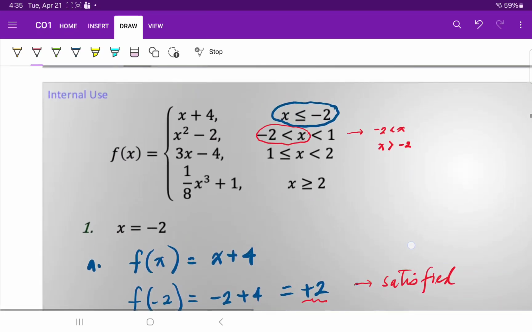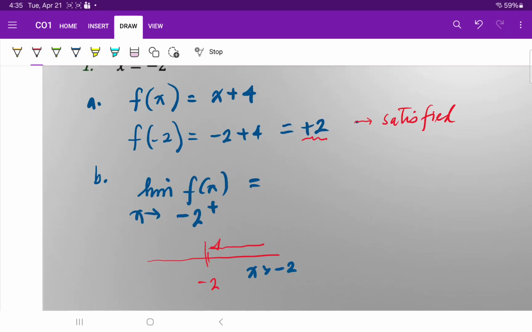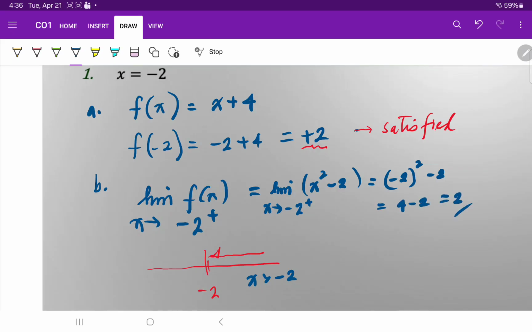So we'll be using which one? x squared minus 2 for f of x. So we find the limit of our f of x, which is x squared minus 2, as x approaches negative 2 coming from the right. To evaluate this one, we substitute negative 2 for x, and that gives you 4 minus 2. You also get 2, right?